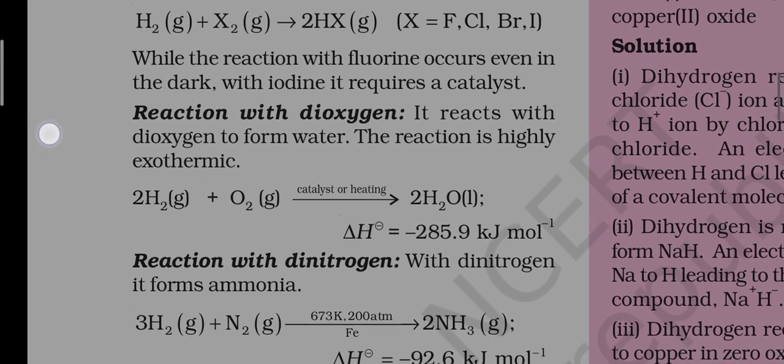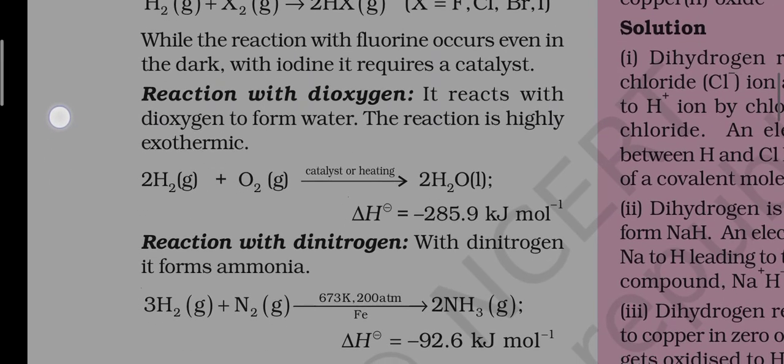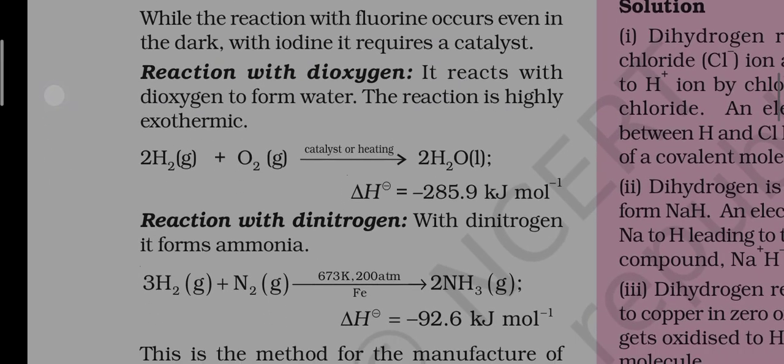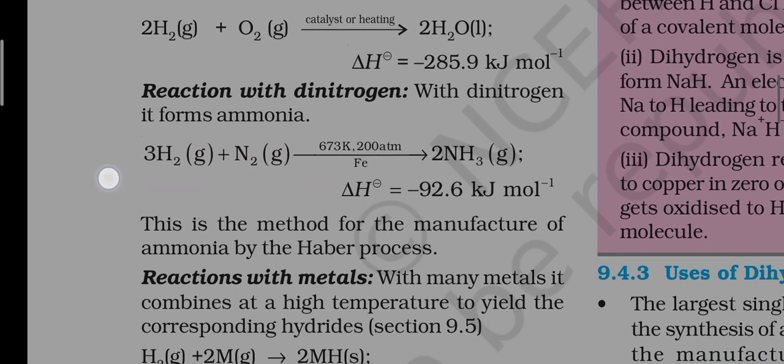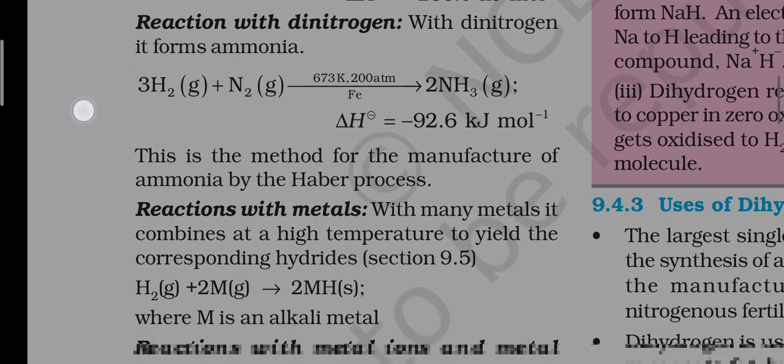Next is reaction with dioxygen. It reacts with dioxygen to form water. The reaction is highly exothermic. Next is reaction with dinitrogen. With dinitrogen it forms ammonia. This is the method for the manufacture of ammonia by Haber's process.